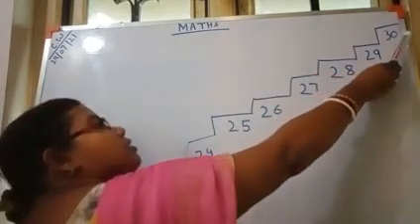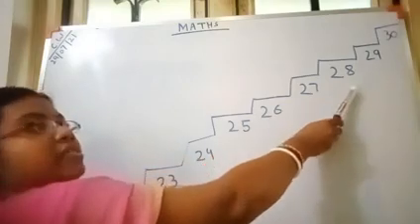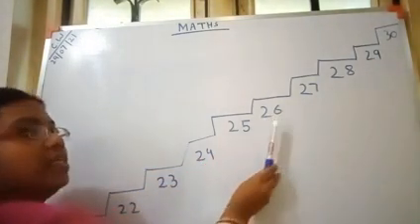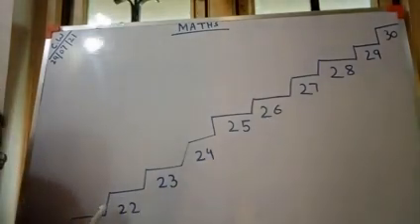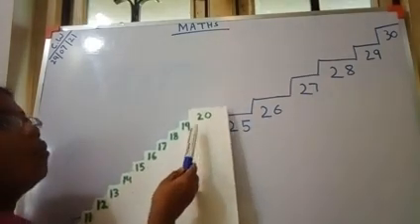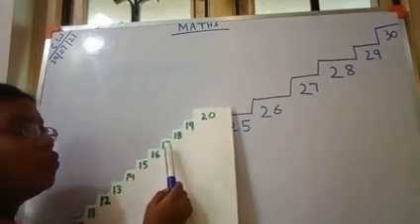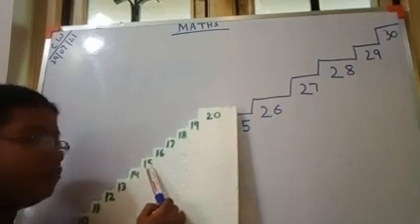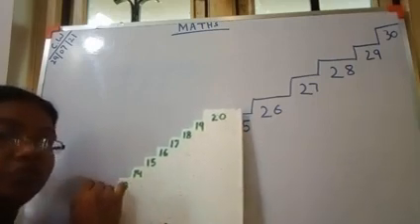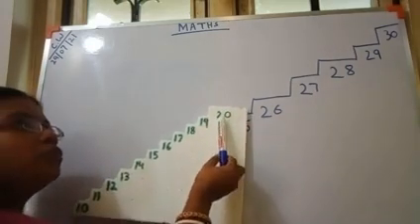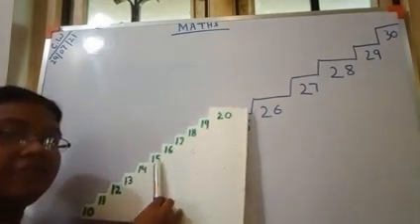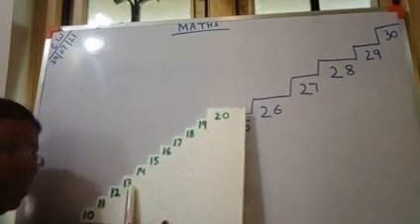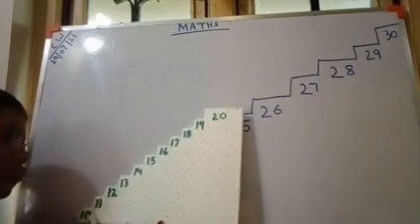Again you see 30, 29, 28, 27, 26, 25, 24, 23, 22, 21, 20. Then 20, 19, 18, 17, 16, 15, 14, 13, 12, 11, 10.